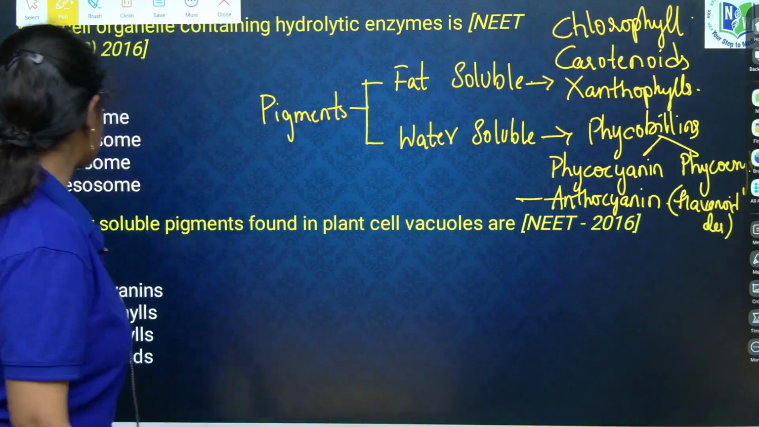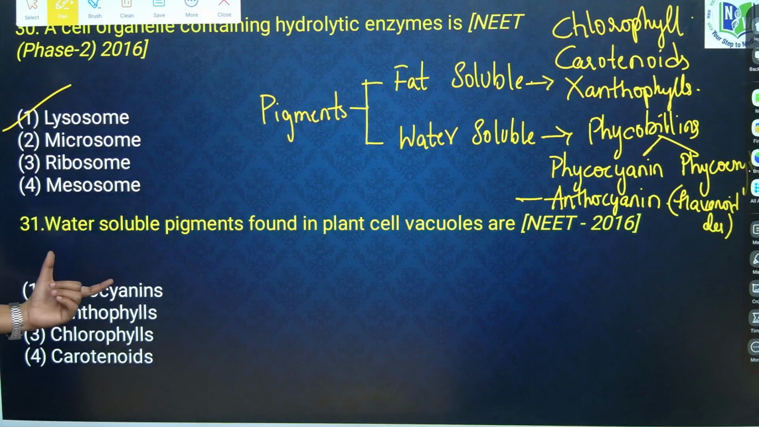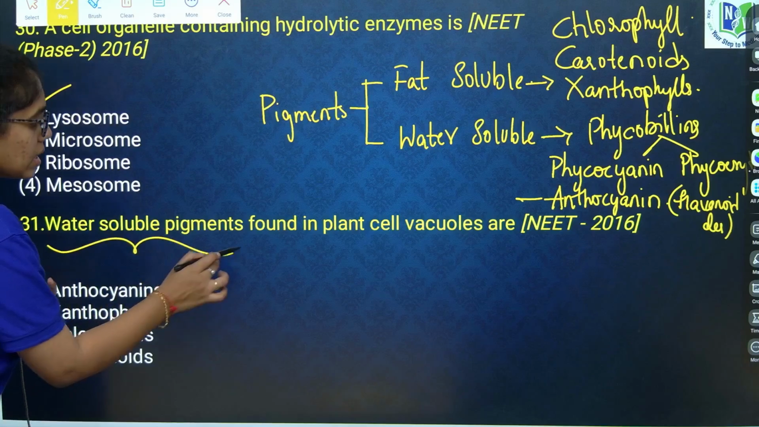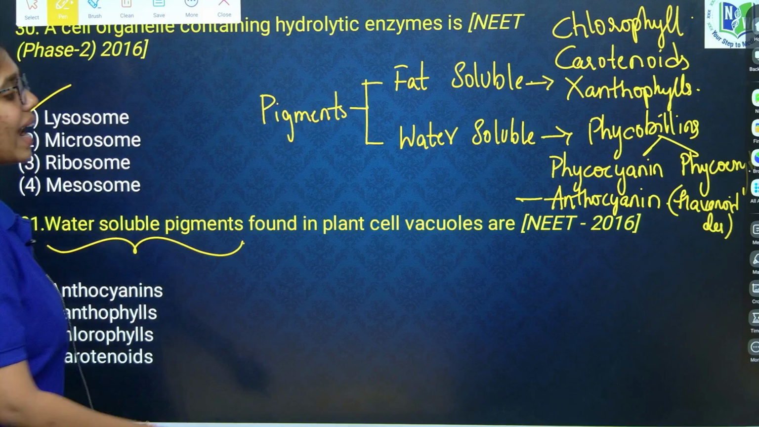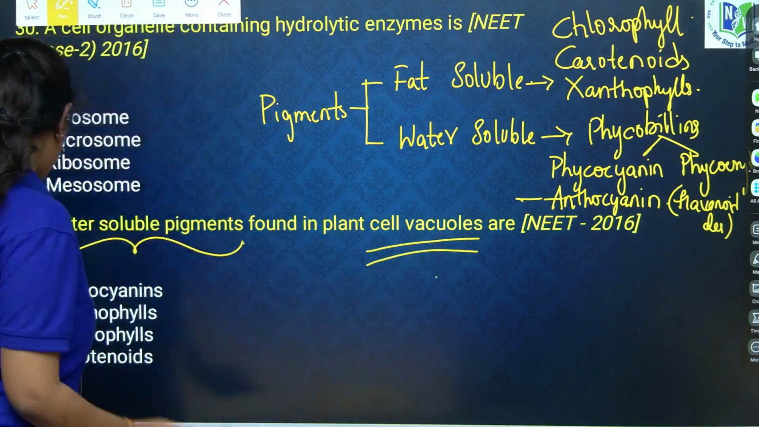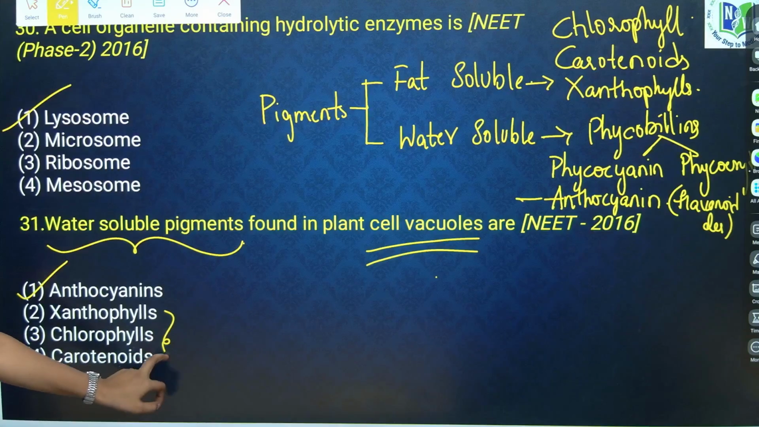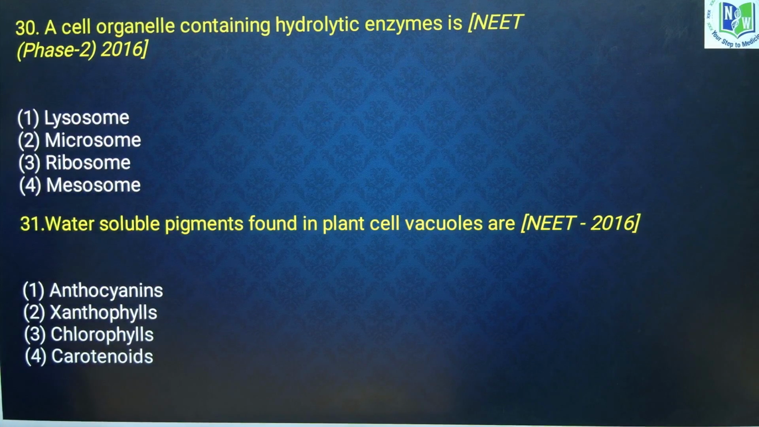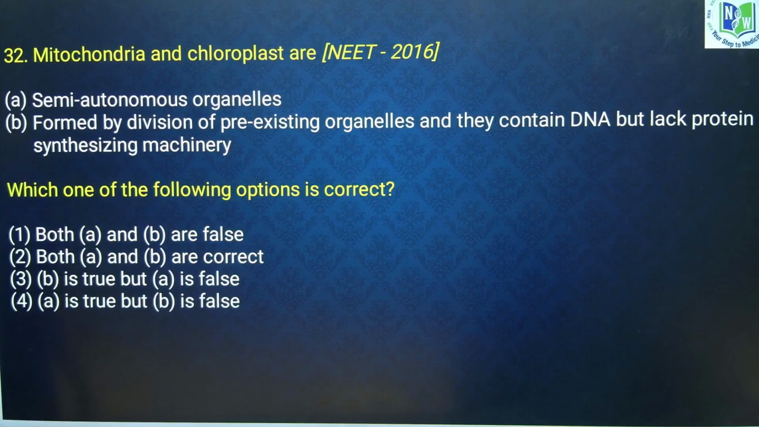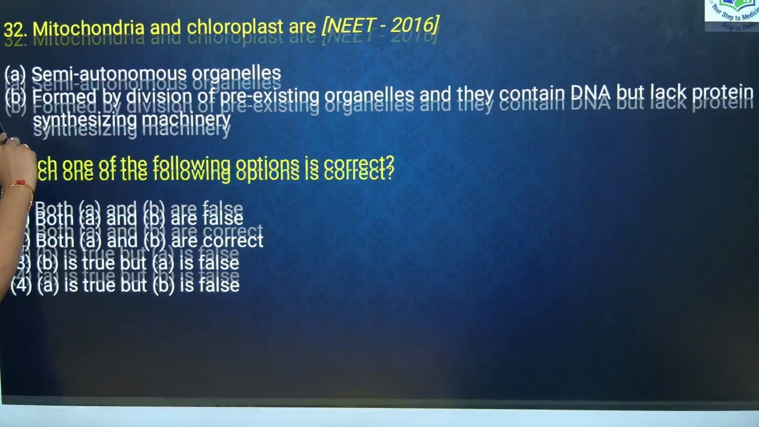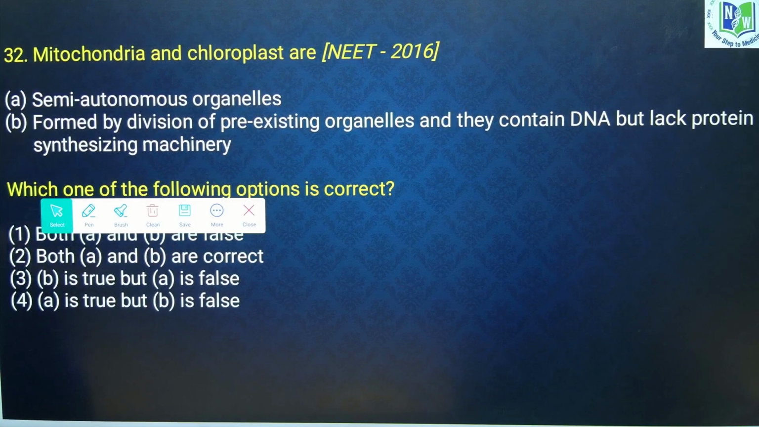Okay? So, what will be our answer over here? Water soluble pigments, he is asking, found in plant cell vacuole. They are anthocyanins. All these three are fat soluble pigments. Next question. Mitochondria and chloroplast are semi-autonomous organelles. True. A is correct.